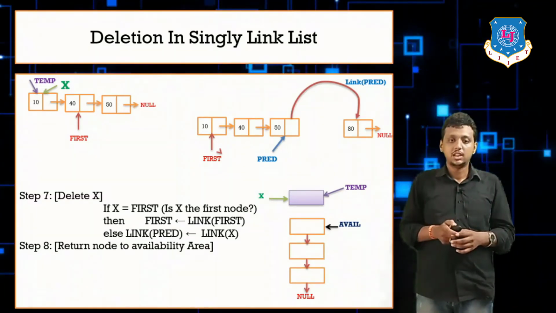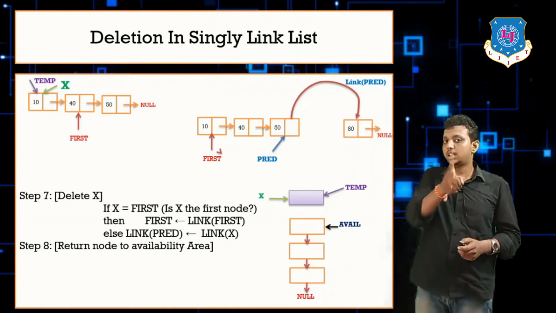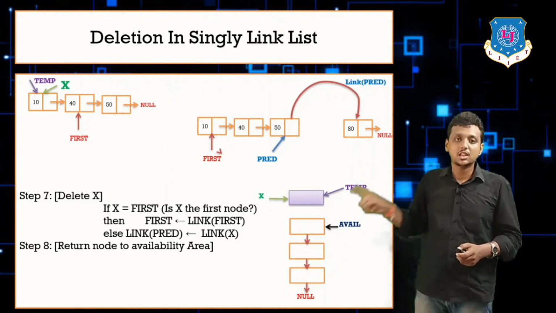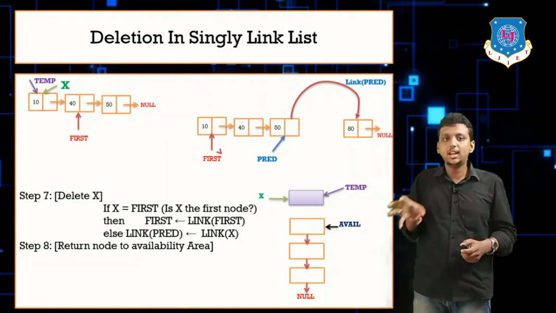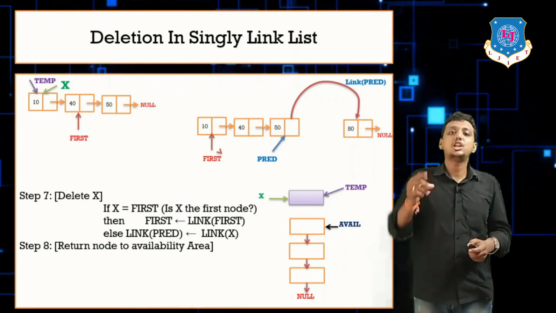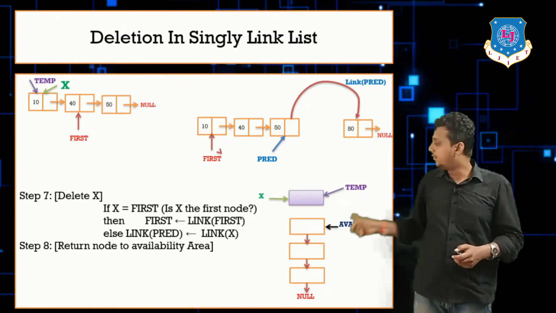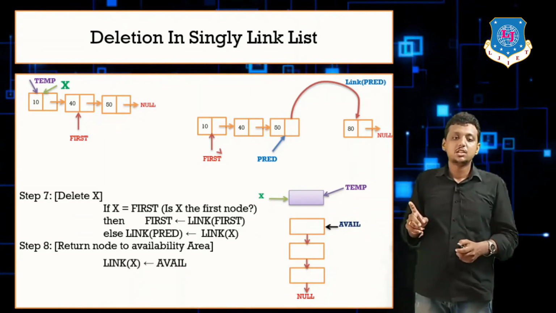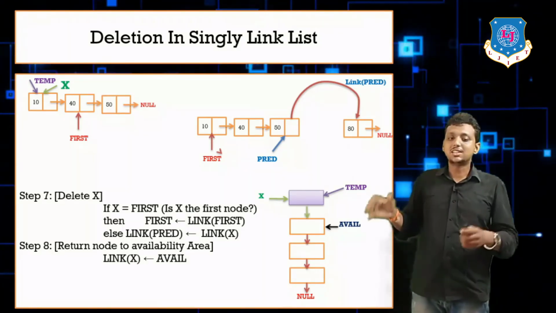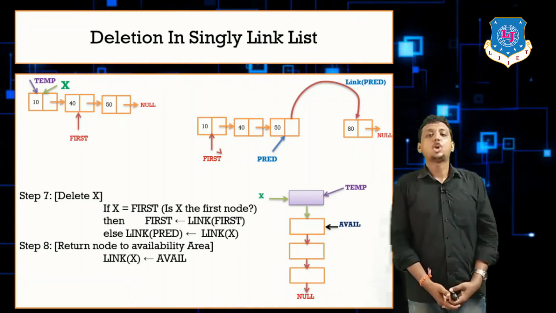How to do that? See, this is my new node. Each and every node must contain data and pointer. Yes or no? Yes. So this is my temporary node, this is my x. The node I deleted contains two different pointers, temp and x both. So I just need to connect link of x or temp to avail. The step is link of x arrow avail.